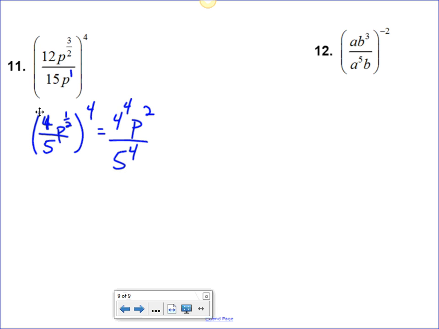Now you use your calculator, and you know that 4 to the 4th is 256. So 256 p to the 2nd over 5 to the 4th, which is 625.